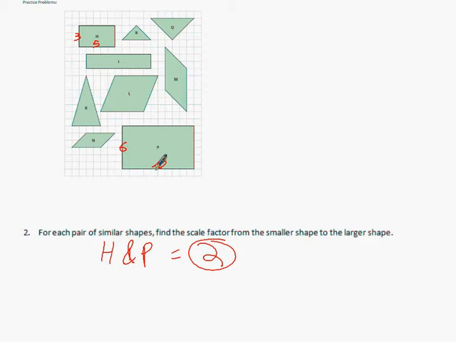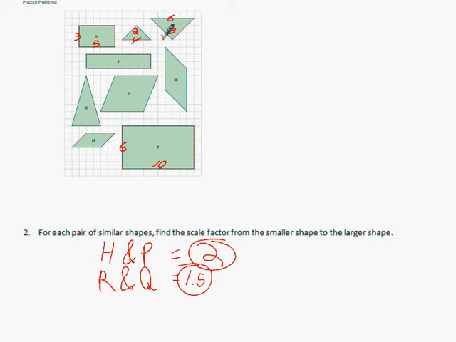Let's see. Next up was R and Q. R is 1, 2, 3, 4. Q is 1, 2, 3, 4, 5, 6. It's 1.5 times as big as 4. We can compare that to the height, which is 1, 2. Turns into 1, 2, 3. Once again, it's 1.5.